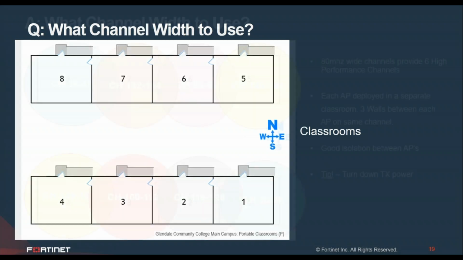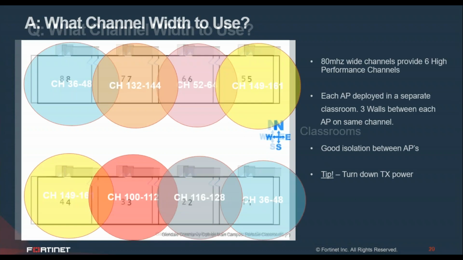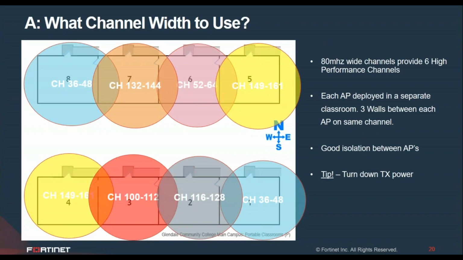I would recommend using an 80 megahertz wide channel here. So while I have 8 rooms, the 80 megahertz wide channels provide me with 6 high performance channels I can use. I can reuse a couple of those channels once each and still have ample separation from those access points.